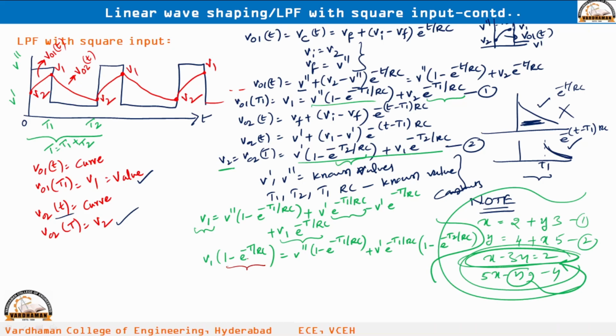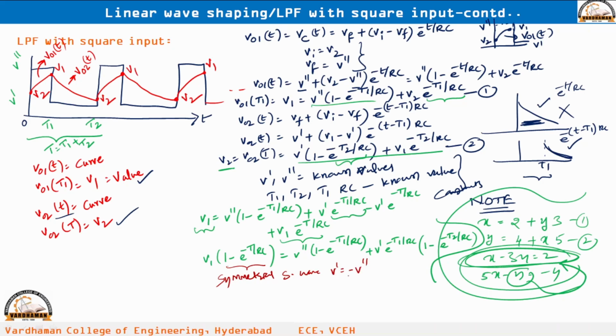Now, you take symmetrical square wave conditions. If you take symmetrical square wave conditions, that is what we can tell, V dash is equal to minus V double dash.